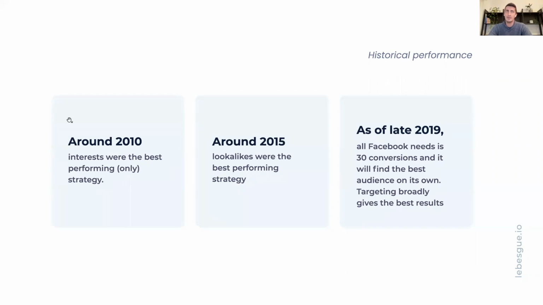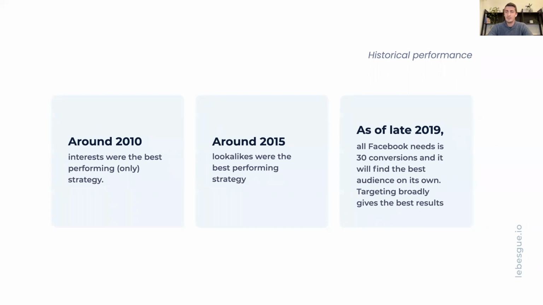Just a bit of history: around 2010, interests were the best and basically the only strategy on Facebook ads that was performing well. Then around 2015, Facebook introduced lookalike audiences, which were an awesome tool and lasted for some 3 to 4 years. Lookalike audiences were, again, the only thing that was working really well for e-commerce businesses. But as of late 2019, what we found is that just simply going broad, optimizing for the correct events and using the correct content, which is even more important, is the thing that's working the best for a lot of e-commerce businesses.